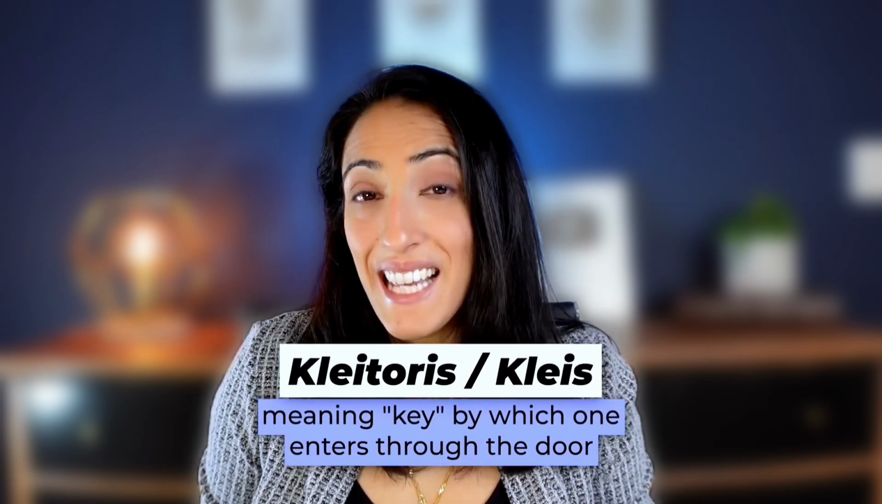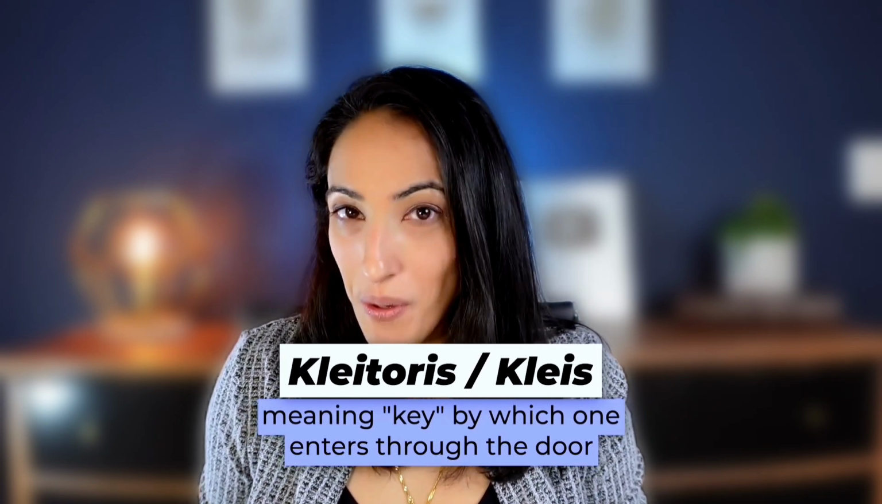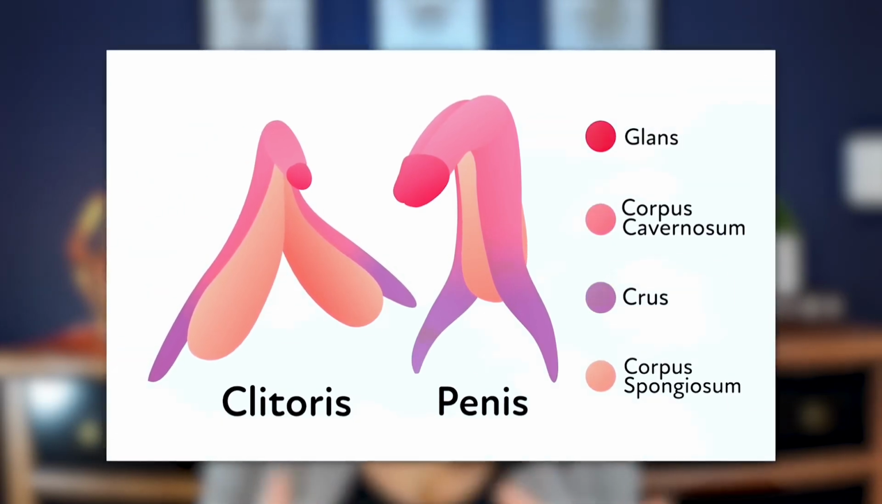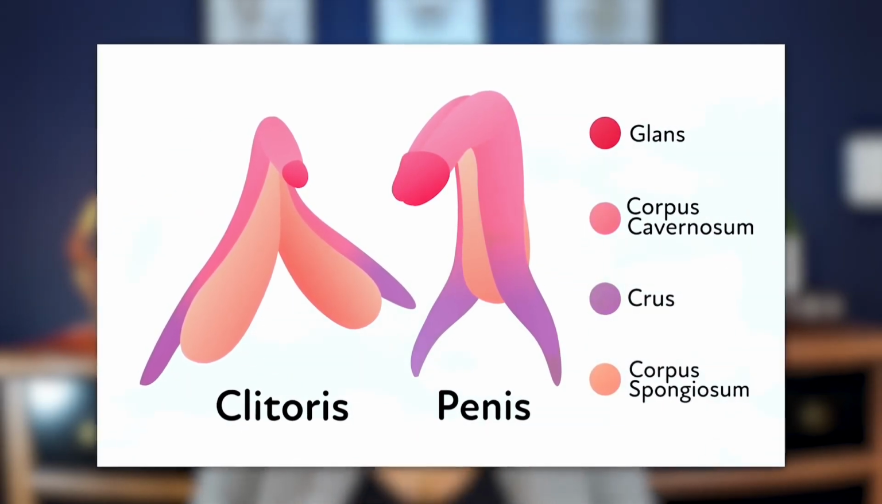Before we move on to the other anatomy, let's get a little bit deeper into the clitoris. Interestingly, the word clitoris is actually derived from the Greek word kleitoris or kleis, which means key by which one enters the door. Very interesting. The clitoris is exactly identical embryologically to the penis, the head and the shaft of the penis. And while it looks pretty small and you only see a very small part of the clitoris, when you actually look at the entire internal part of the clitoris, and here you can see a picture of it, it's actually quite long and bifurcates, very similar to how the erectile tissue of the penis does.